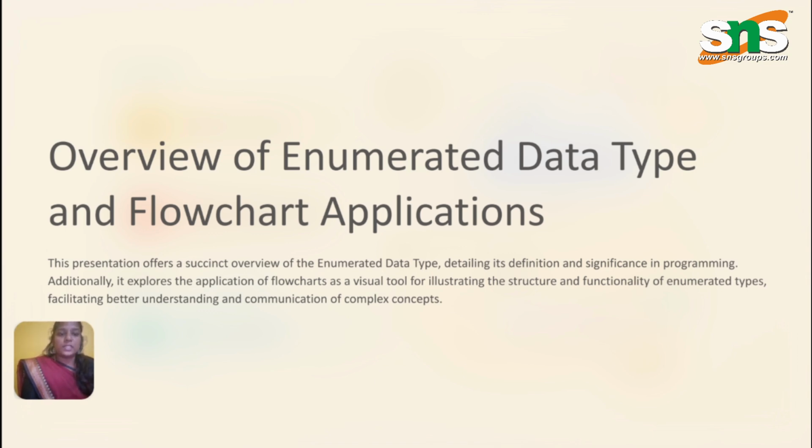Today our topic is enumerated data types and flowchart applications. Today we are going to dive into a foundational programming topic, enumerated data types, often called enums, and how flowcharts help us understand them visually. Enums are extremely useful in programming because they help you write clearer, safer, and more organized code. Flowcharts, on the other hand, help us visualize how enums work in decision making processes.